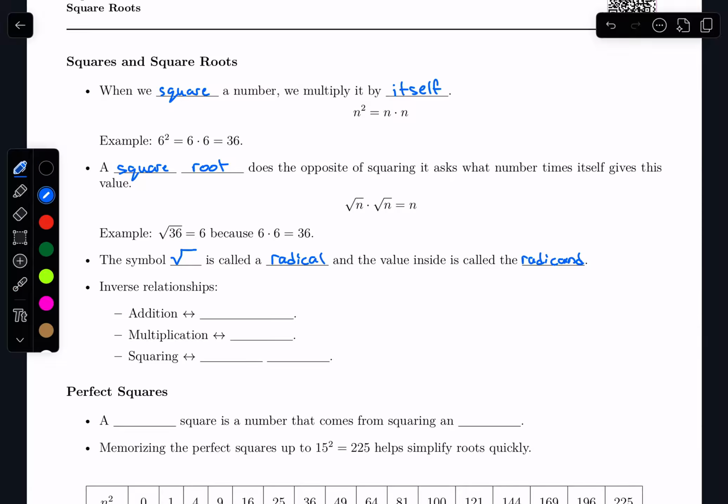Now, as a reminder, this is not the first inverse relationship we've seen. We had additive inverses, where the inverse of addition was subtraction. We had multiplicative inverses, where the inverse of multiplication was division. And now we have the inverse of squaring, which is square rooting. The purpose of all of these is just to undo the other one.